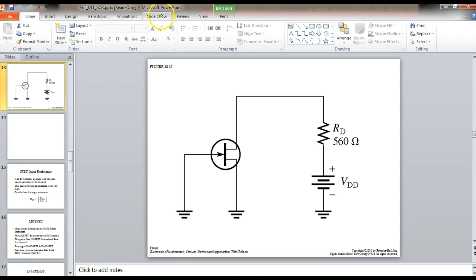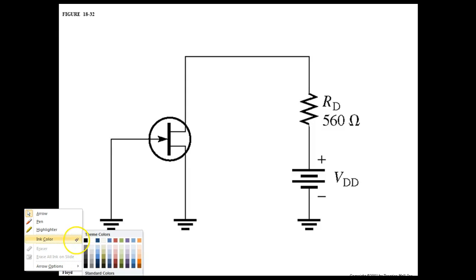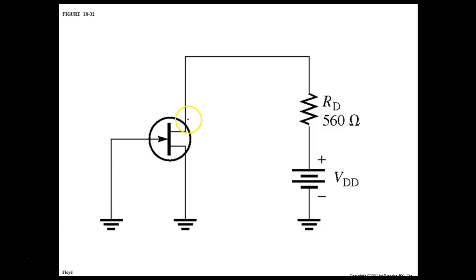Go ahead and start the slide so I can draw on this. We identify the leads by looking at them. This lead at the top is the drain, the lead down here at the bottom is the source, and this lead right here would be the gate. And of course, this is the symbol for an N channel JFET.